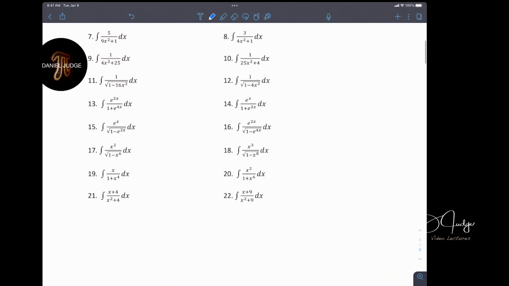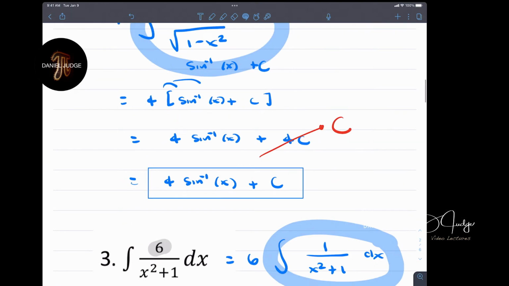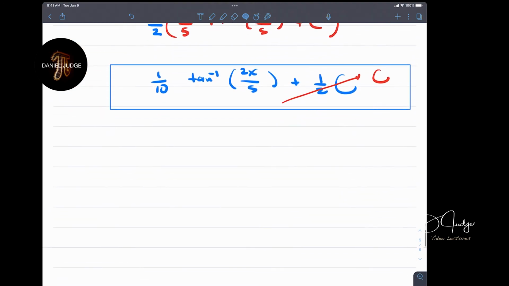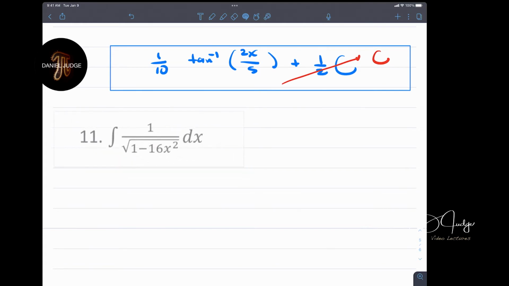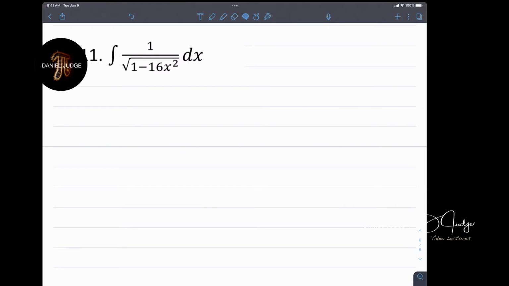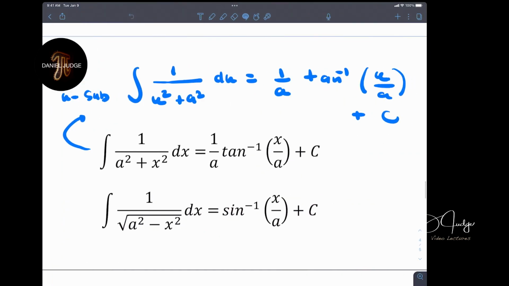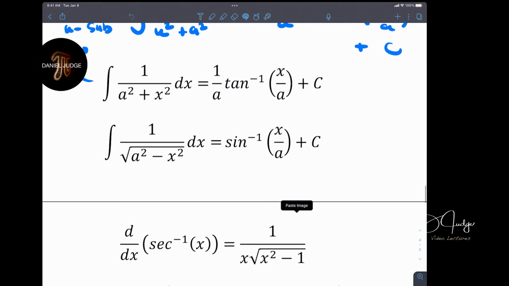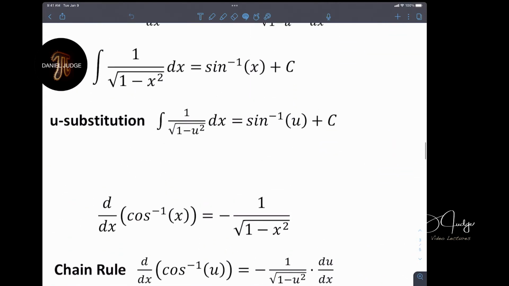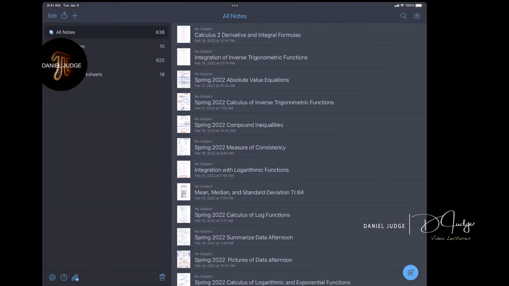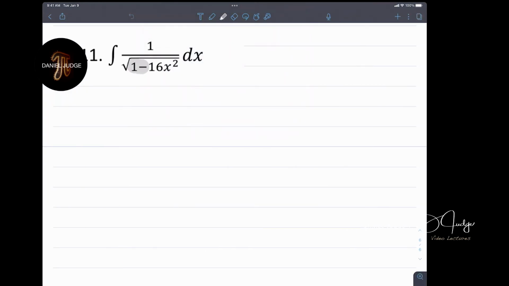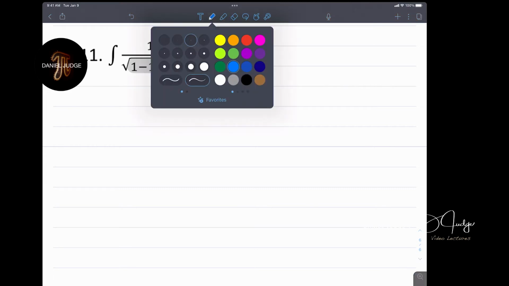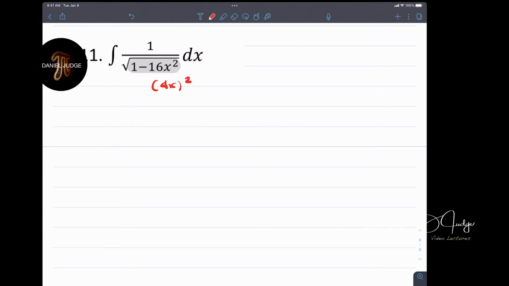Number 11. Now notice this one here. If I go back to the formula sheet, we might want to look for something we can use here, right? Here's my point. If I look at the denominator, this is the square root of 1 minus 16x squared. So you may start to say, can I write this as 4x to the second power? And you can. In other words, 16x squared is really this 4x to the second power. Now what's important to note is that this is the number 1.